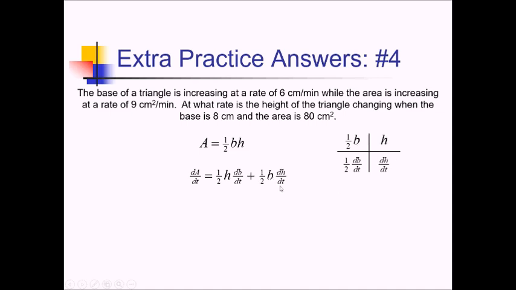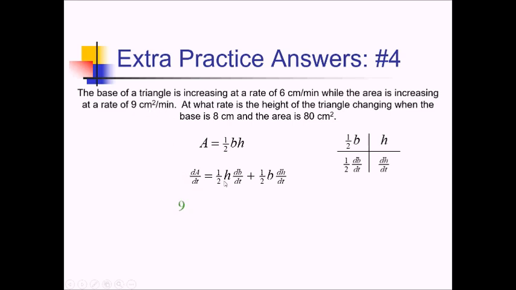Now ultimately, I want to know at what rate the height is changing. So that's dH over dt that I need to solve for. So that means I have to plug in things for 1, 2, 3, 4 other quantities. dA over dt, that's the rate the area is changing. They said that was 9 centimeters squared per minute, so we'll put 9 in there.